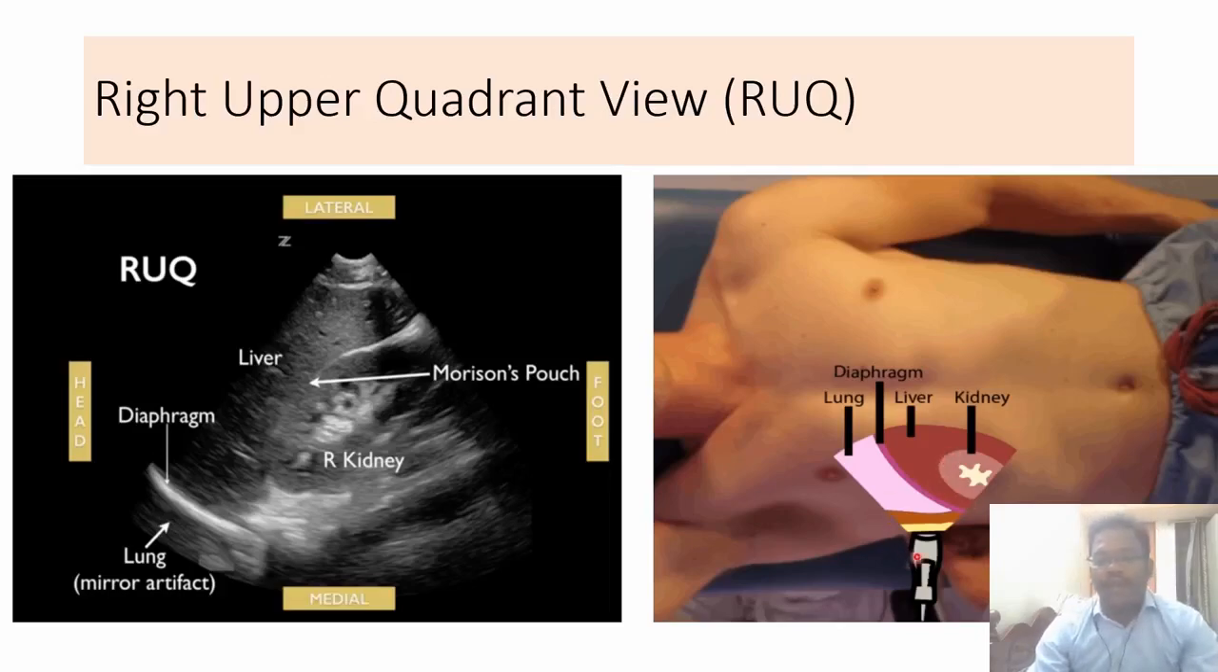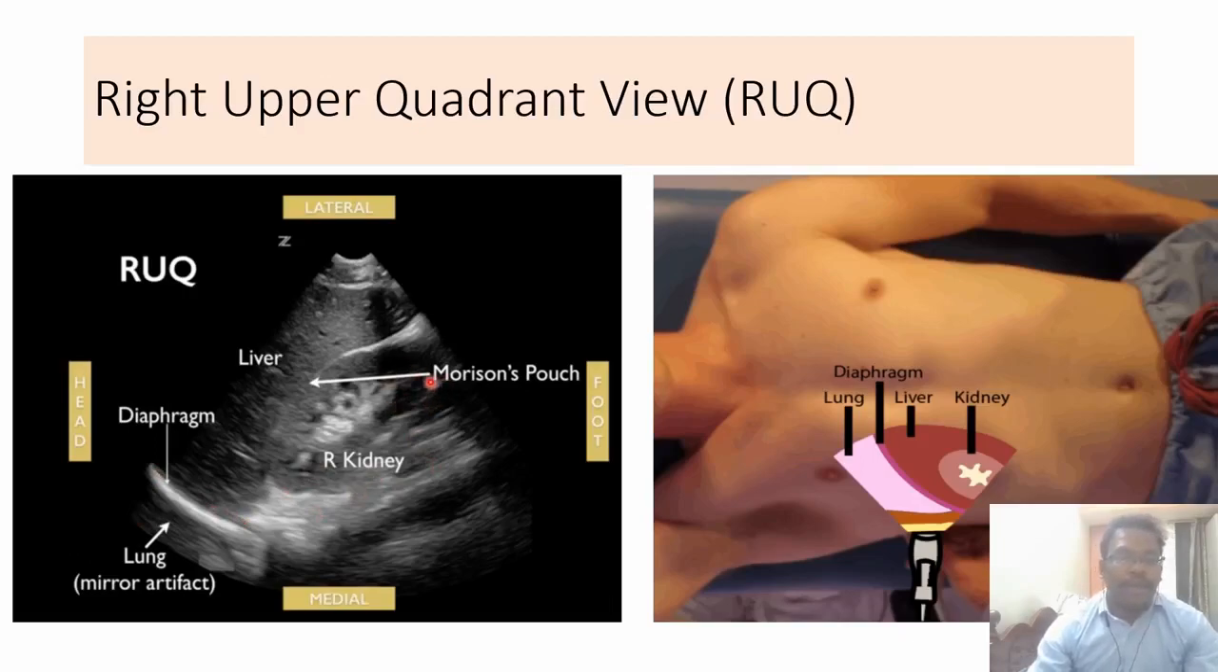So to get the right upper quadrant view in the ultrasound, just place the ultrasound probe in the mid-axillary line around the 10th intercostal space, and by using the liver as the acoustic window, we can see the following structures. Here the bright structure is the diaphragm, and above the diaphragm we have the lung, below the diaphragm we have the liver, and we can see the long axis of the kidney, and there is a space between the liver and the right kidney, which is Morrison's pouch. So look for the free fluid both above the diaphragm, that is hemothorax, or below the diaphragm, that is hemoperitoneum.